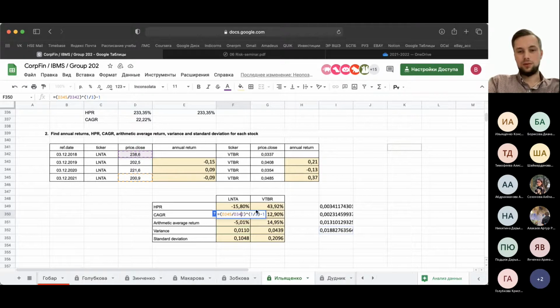Why do we use 3 in this case? Because we have 3 periods. We are calculating not the periods, but the returns, the links between periods. So 1, 2, 3, and then minus 1. Okay, that's understandable. For arithmetic average, we just use the average formula, and we took all returns that we have in both stocks. In English, this formula will be average.